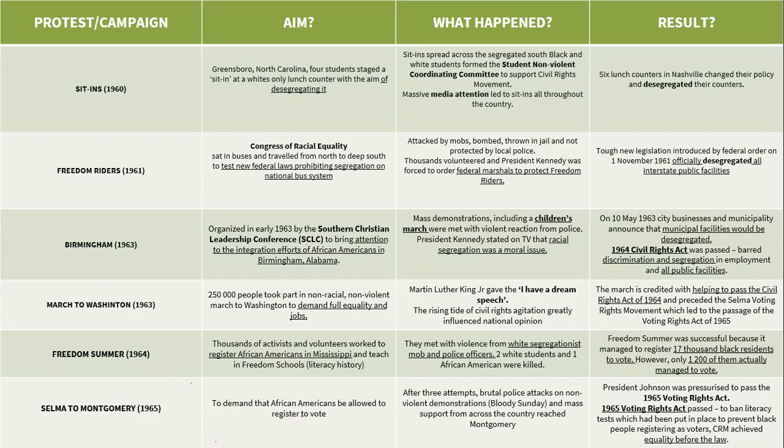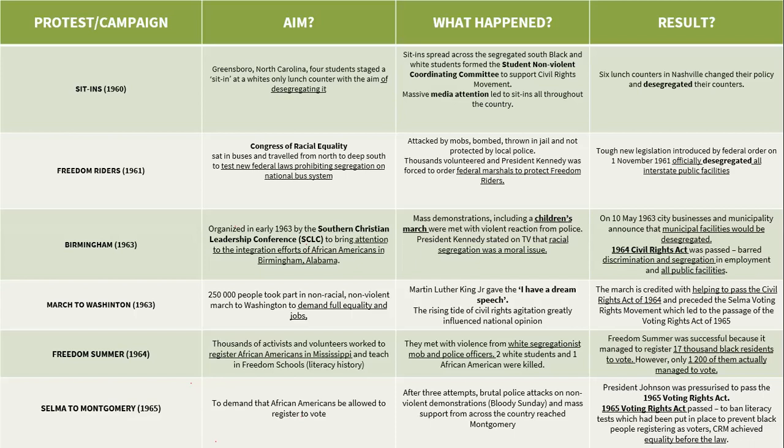And they also protected people. So they started a sort of walking bus, and they would protect people when they went to go and vote. However, as is usually the case, they were met with violence from white segregationist mobs and police officers. 2 white students and 1 African American were killed.